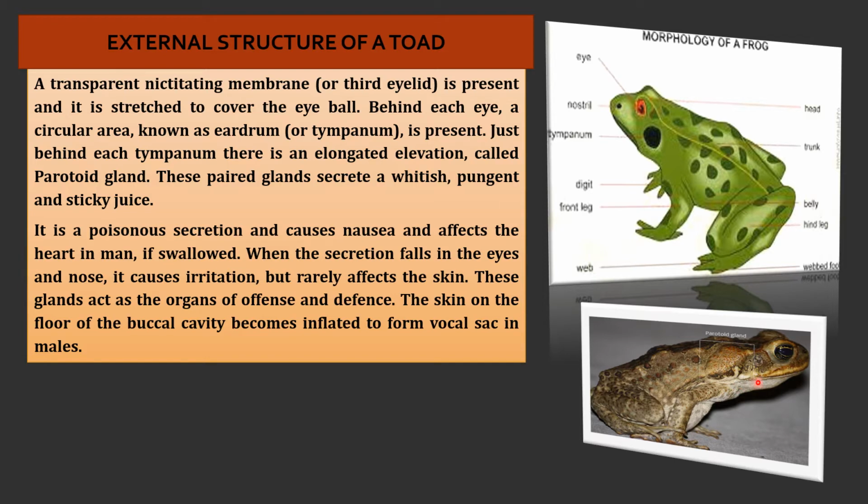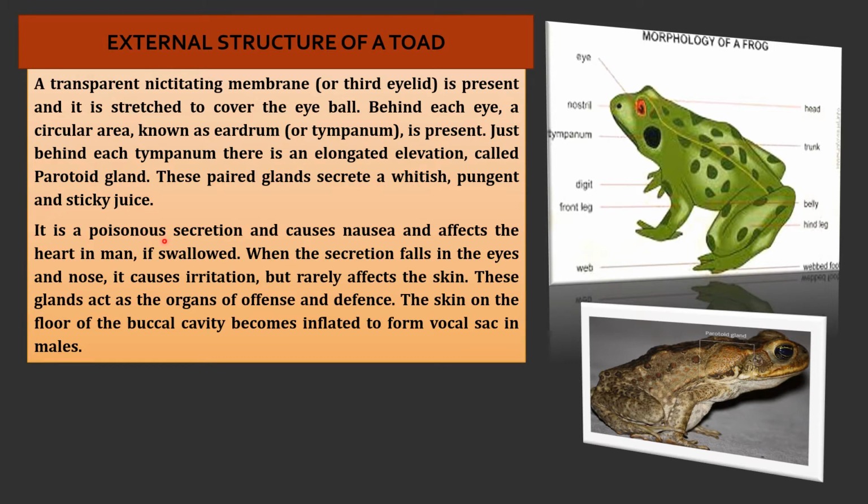These paired glands secrete a whitish, pungent and sticky juice. Why paired? Because on this side there is one parotid gland and on the other side of the toad, another parotid gland is present. So two parotid glands, that's why paired parotid glands. Now from the parotid glands, a whitish, that means white-colored, pungent and sticky juice is secreted. Pungent means with a pungent smell, that means an irritating smell. And sticky juice means it can stick to anything, so a jelly-like substance you can say.